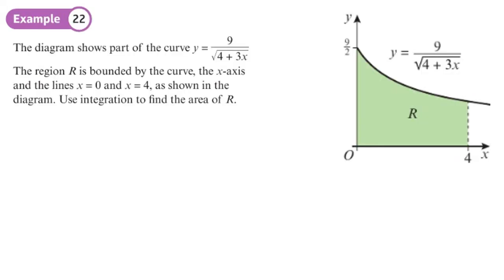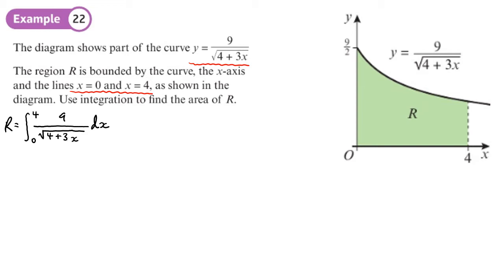First thing we want to do is to write down what the actual integration is. We have limits of 0 and 4. This is the equation of the curve. So this is what we want to do. R is equal to the integration between 0 and 4 of 9 over the square root of 4 plus 3x dx. Now I recognize this one.